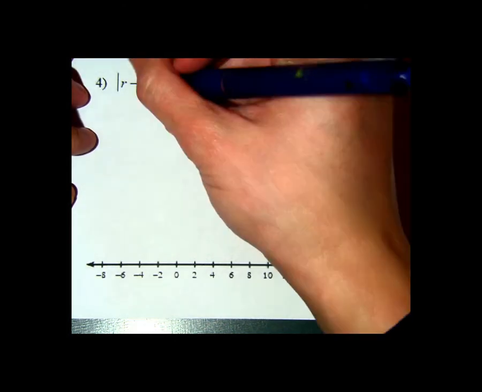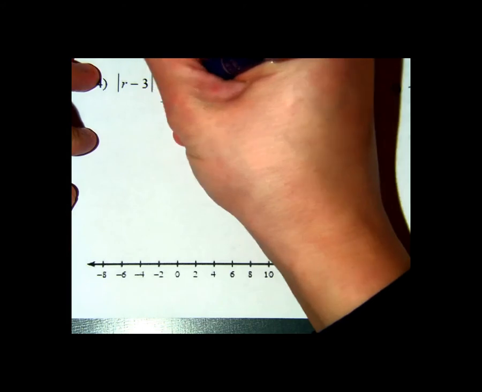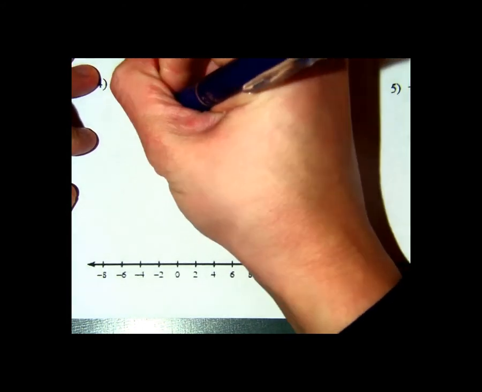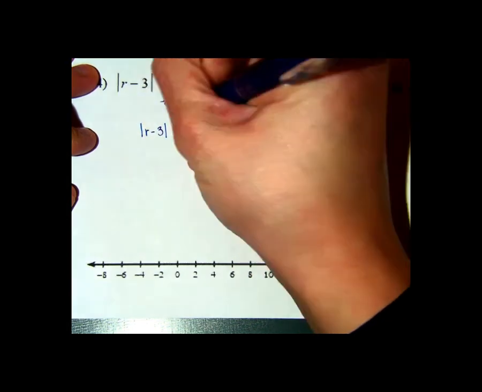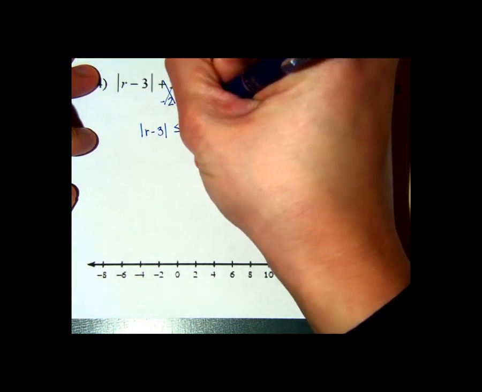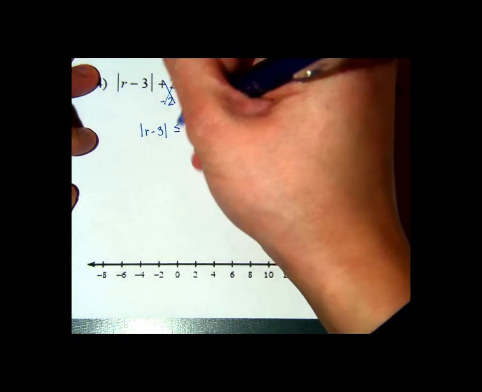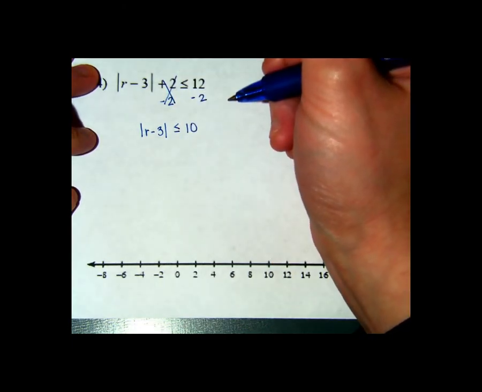Okay, we need to get this absolute value by itself, so we're going to subtract 2. Absolute value of r minus 3 is less than or equal to 10. Then I need my 2 cases. I do have an or equal to this time. That doesn't change how I set it up. It just changes how I graph it.